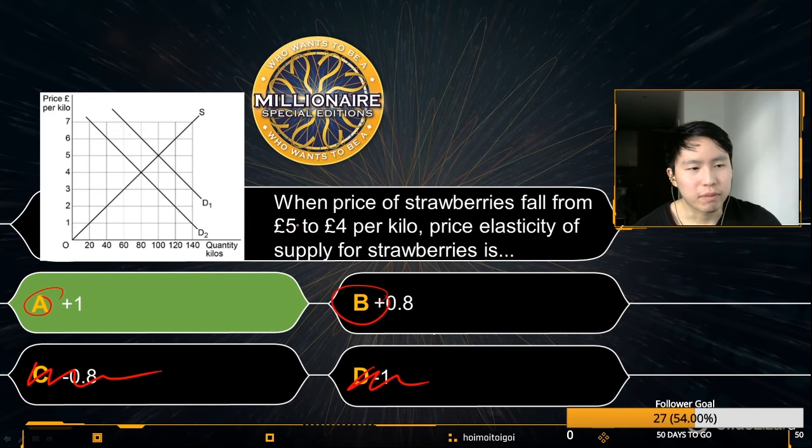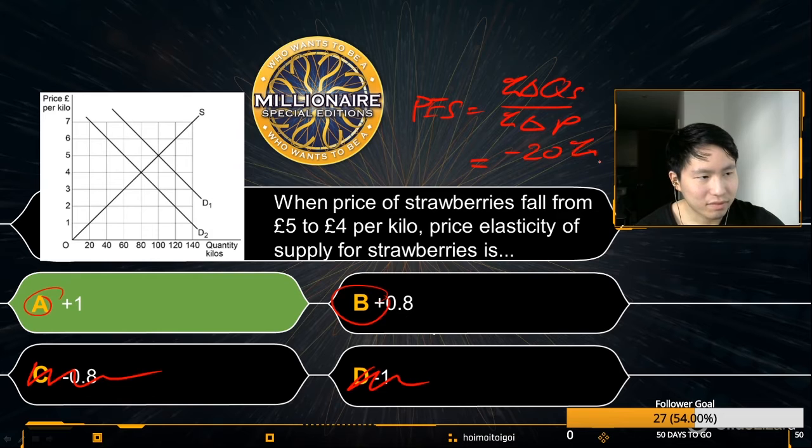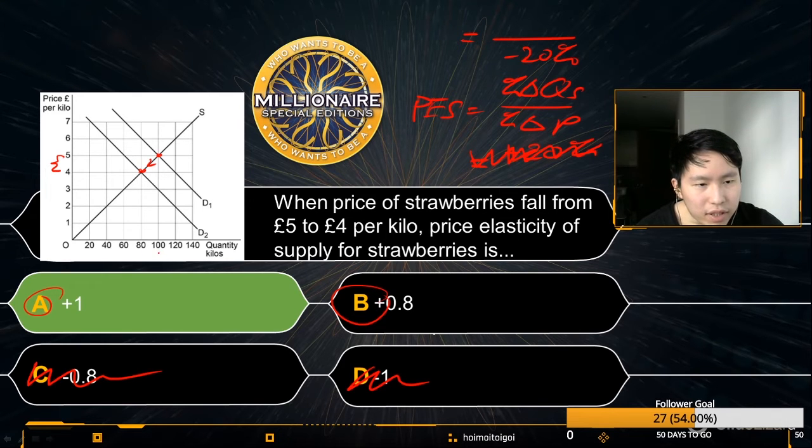So if the price of strawberries falls from £5 to £4, again we use the formula: percentage change in quantity supplied over percentage change in the price. If it falls from £5 to £4, that means it's decreased by 20%, in terms of the price, not the quantity, my bad. So it would be over minus 20%. And if we go from 5 to 4, you're going from this point to this point, and you're going from 100 kilos to 80 kilos. So if you go from 100 kilos to 80 kilos, effectively the decrease in quantity would be 25%.